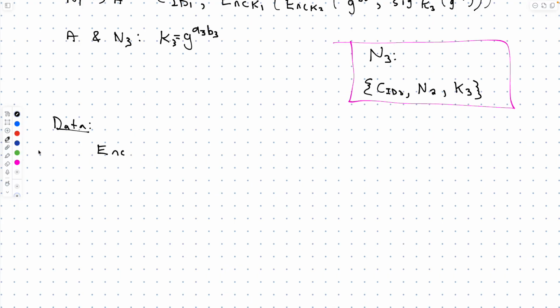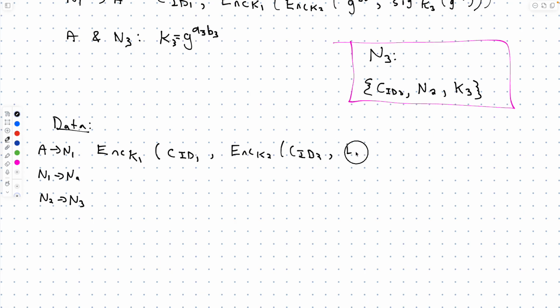we'll go Alice to N1, N1 to N2, N2 to N3, and then N3 will forward it on. So it's going to look exactly like this. So you're going to encrypt under K1 with CID1. Then you're going to encrypt under K2 with CID2. And then you're going to encrypt under K3 with CID3, N3. And then you're going to have your packets here. So that could be TLS packet, HTTPS, whatever. I don't care. It can be any data packet.